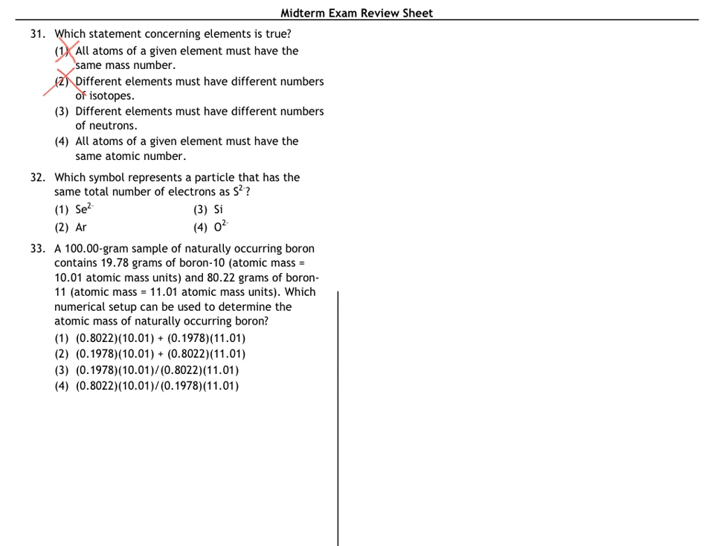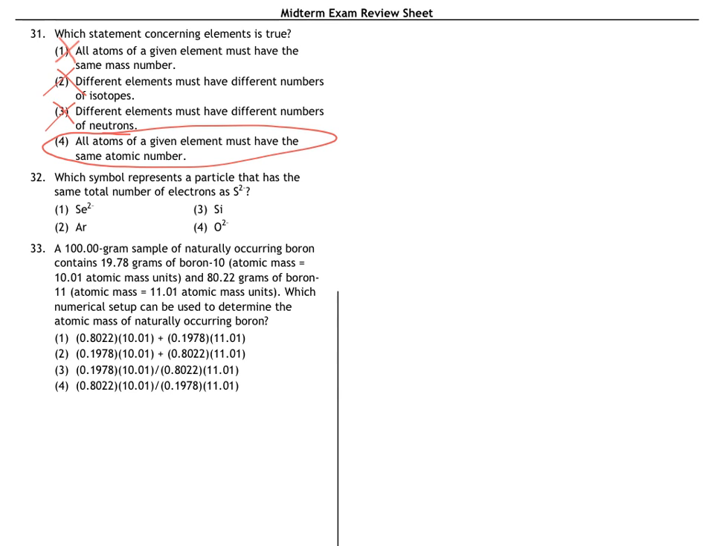Different elements must have different numbers of neutrons. Also false. I think I had an example of sulfur 32 and phosphorus 31. So they could have the same number of neutrons. And lastly, all atoms of a given element must have the same atomic number. That is definitely true. If you're going to be an element, you have to have the same number of protons as other atoms of that element.